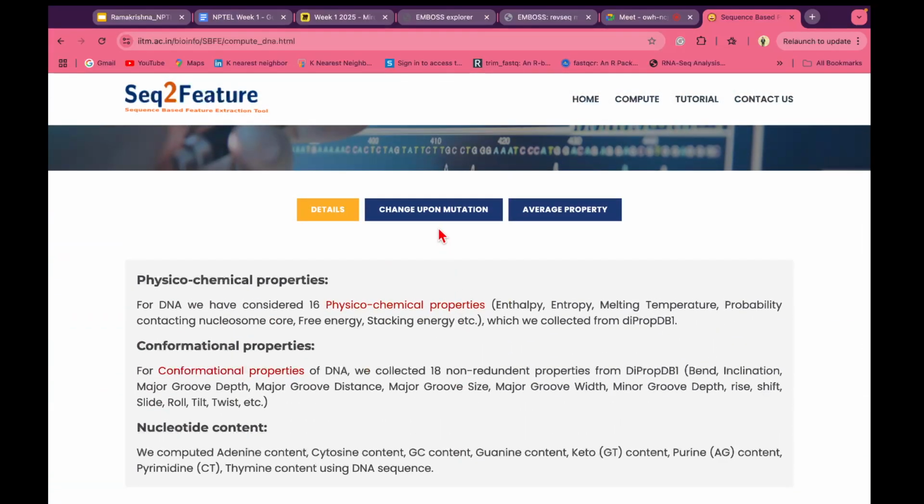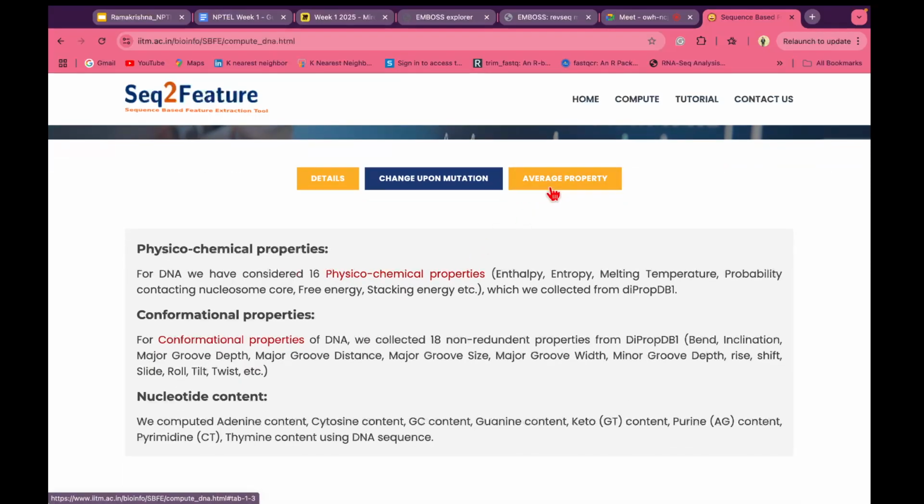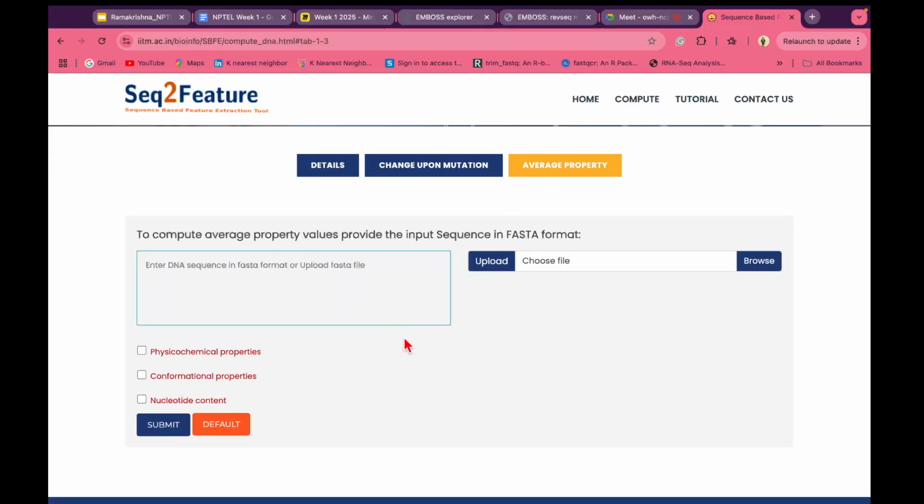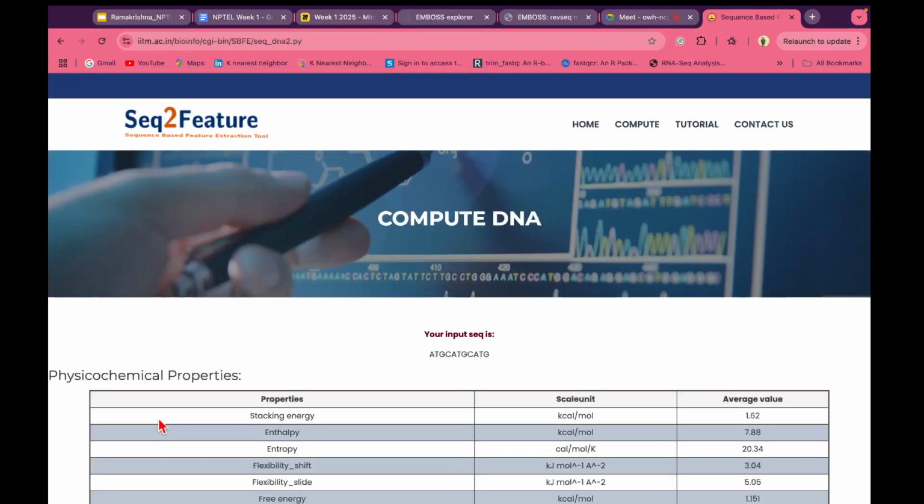It also asks whether you want information about the effect of mutation on DNA properties or average property. Average property is the property value of each nucleotide divided by the number of nucleotides. Under these DNA properties, we have physiochemical properties, conformational properties and nucleotide content. Let me select the average property. It asks for input in FASTA format, which starts with a header followed by the sequence. It asks what type of properties you need, then one can click submit.